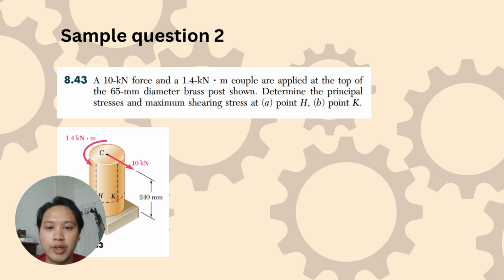In this question, we are given a brass post as shown, and a couple of 1.4 kN is exerted on the brass post with a 10 kilonewton force. The diameter of the brass post is 65 millimeter, and we have to find the principal stresses and maximum shearing stress at point H and point K.